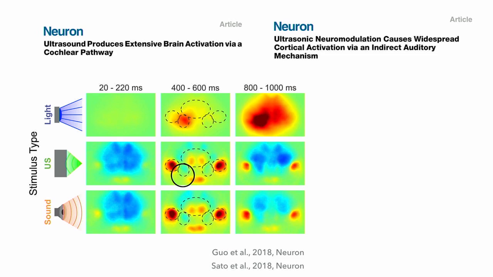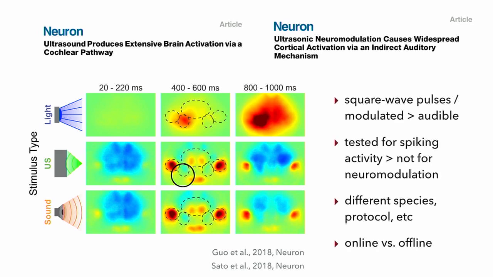But I would like to highlight, even though some people have interpreted this as ultrasound does not work and it's all just an auditory startle, that in fact in these studies the ultrasound was modulated or even in square pulses delivered that are well within the auditory range of rodents. And actually they're only testing for spiking activity. Most of the evidence for ultrasound is a modulation of ongoing or evoked activity.